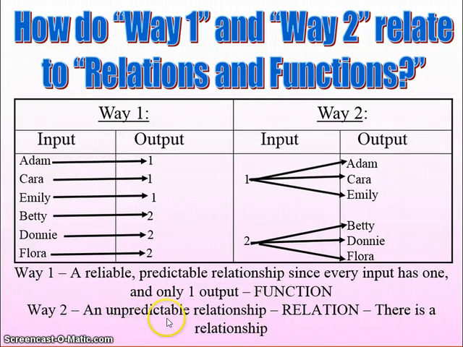Way 2 is an unpredictable relationship, and that's why you couldn't win the game when we did it the second way. Because one input, one number, resulted in more than one name. That makes this a relation. Both of them are relationships, so both of them are relations. It's just that way 1 can be described more specifically as a function because it has that predictability. Way 2 is not predictable, so it is only a relation.